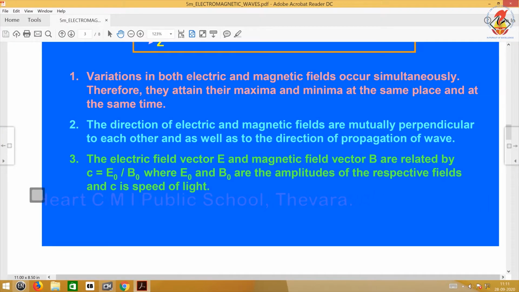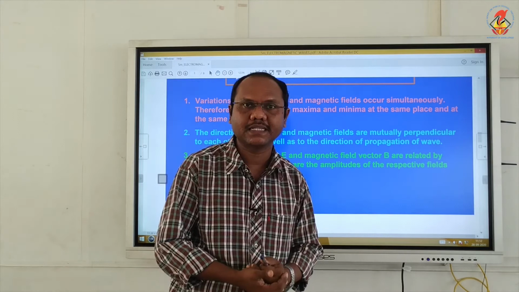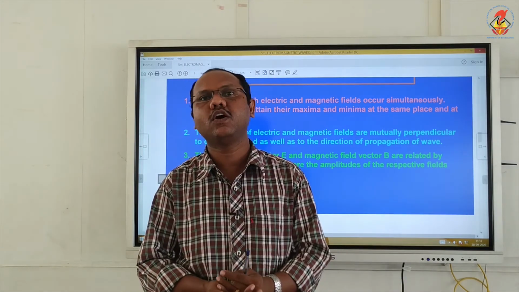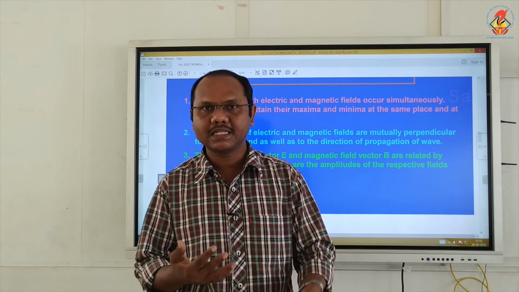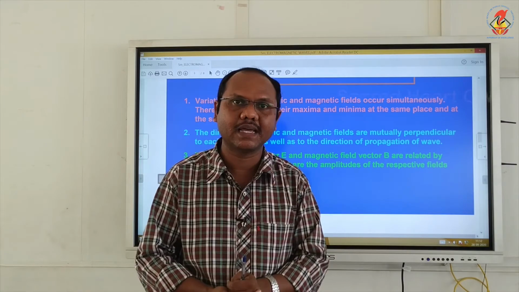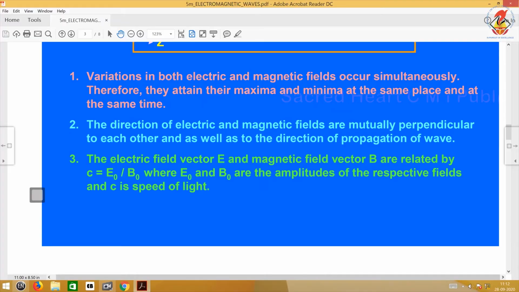Now, the second point, the directions of electric and magnetic field are mutually perpendicular to each other as well as to the direction of propagation of the wave, that we already discussed. If the wave is propagating along x axis, electric field will be along y axis and magnetic field will be along z axis. Or I can say electric field will be along z axis and magnetic field will be along y axis. That is also possible.